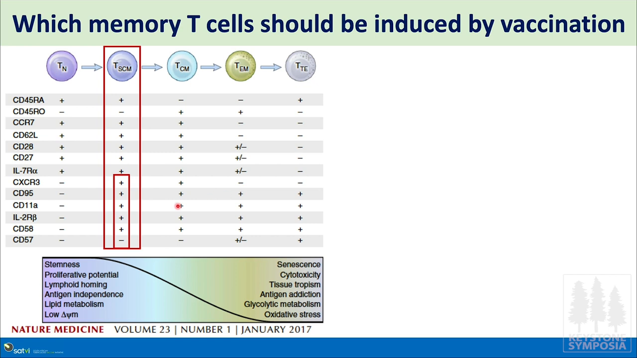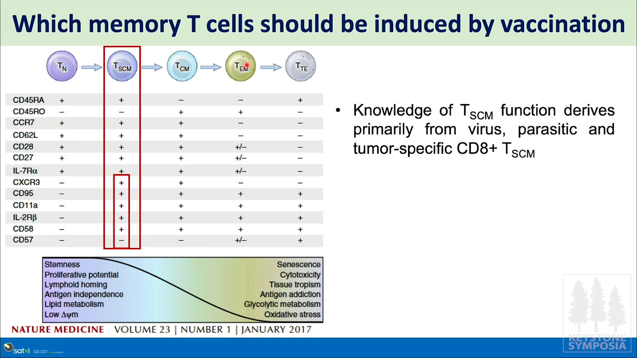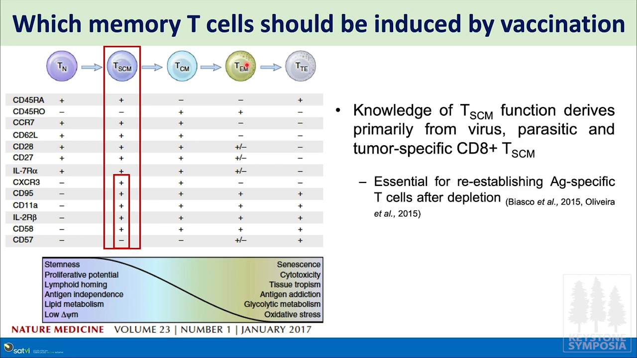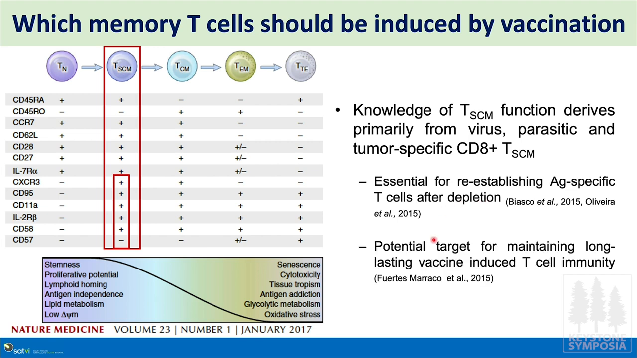Stem cell memory T cells have superior self-renewing capacity, longevity, and proliferative potential compared to central memory and effector memory phenotypes. However, the majority of the knowledge of TSCM function has been derived primarily from virus or parasitic tumor-specific CD8 TSCMs, where studies have shown that TSCMs are essential for reestablishing antigen-specific T cells after depletion in cancer patients, and they are a potential target for maintaining long-lasting vaccine-induced T cell immunity. And like I said, the majority is based on understanding CD8-positive TSCMs.